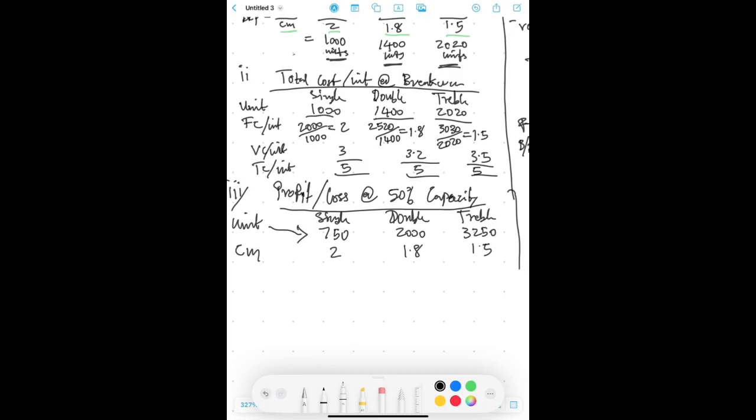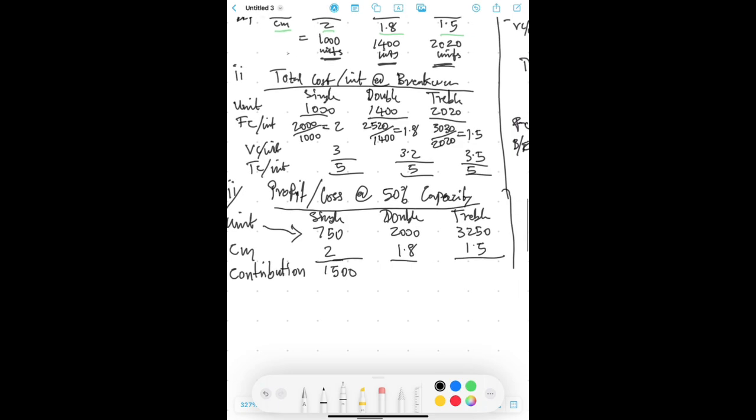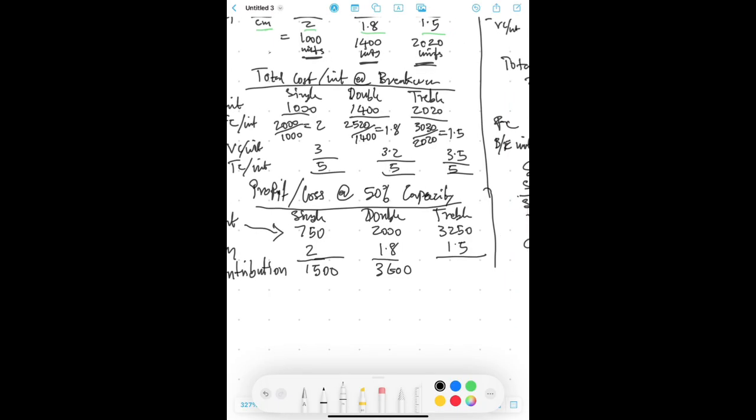If I multiply contribution margin by the units, we should have our contribution. So 2 times 750, you have 1,500. 1.8 times 2,000 gives 3,600. 1.5 times 3,250, you have 4,875.